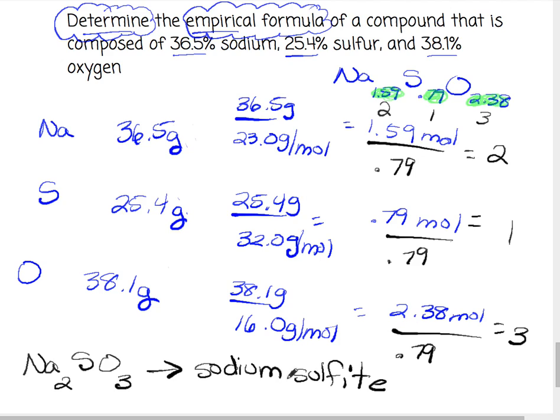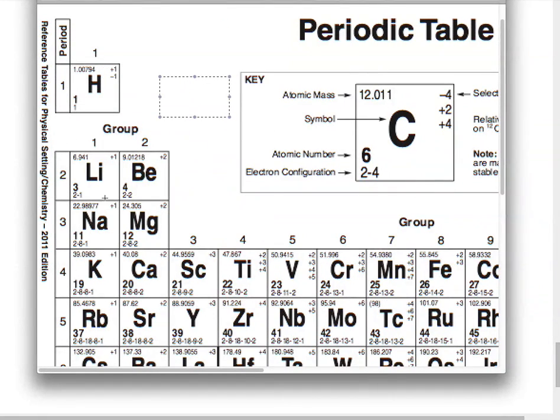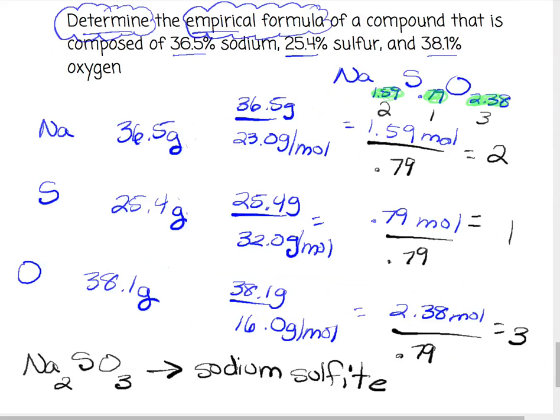Okay, you could check and see if it needs a Roman numeral in here, and the way we check is to see if sodium has more than one oxidation number. You can look at your periodic table, and sodium happens to be an alkali metal. Alkali metals only have one oxidation number, so it does not need a Roman numeral for sodium sulfite. Okay, just a quick little review.